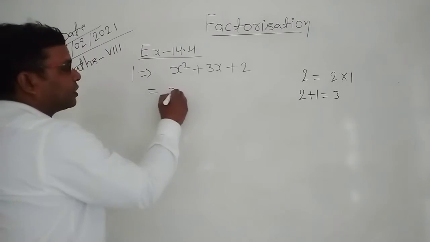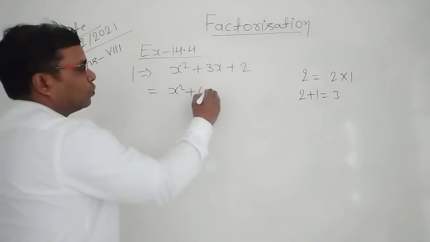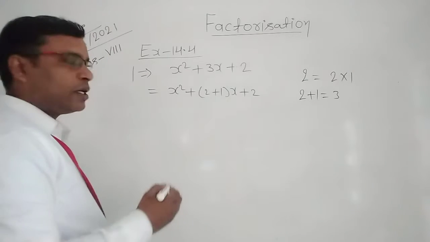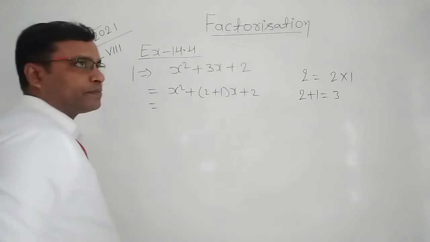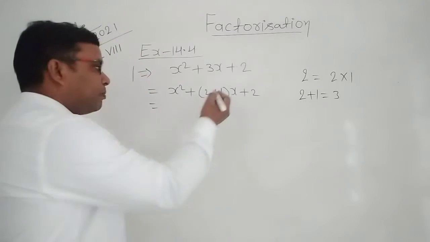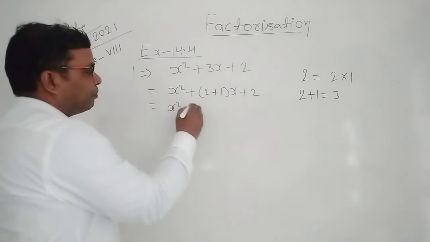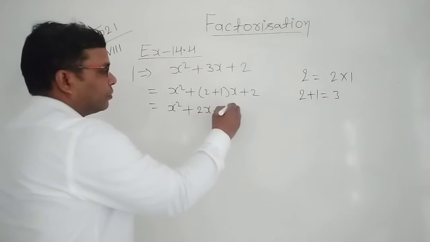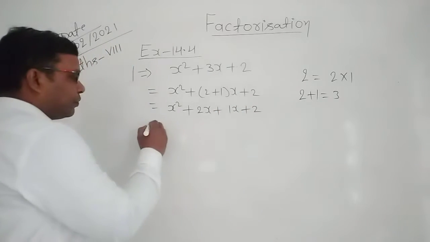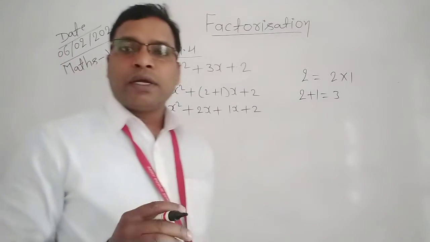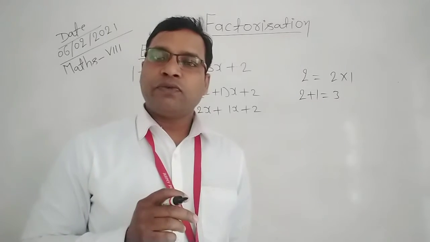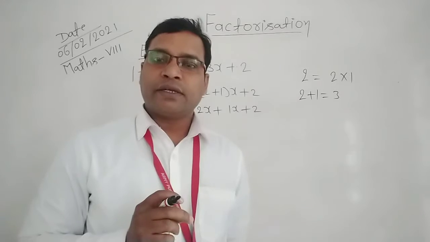So you can write here x square plus 2 plus 1 into x plus 2. This is clear. Now here we apply the distributive law of multiplication over addition. When you apply, then you get here x square plus 2x plus 1x plus 2. This is clear. After this we group the terms, two terms at a time. We group any two terms such that we get some common factor between them.